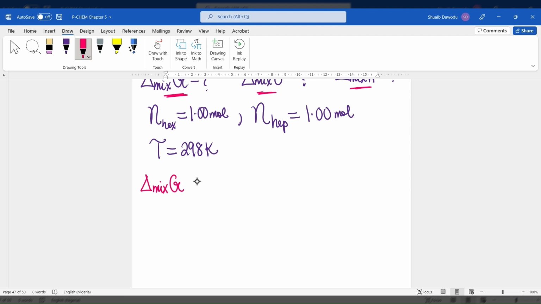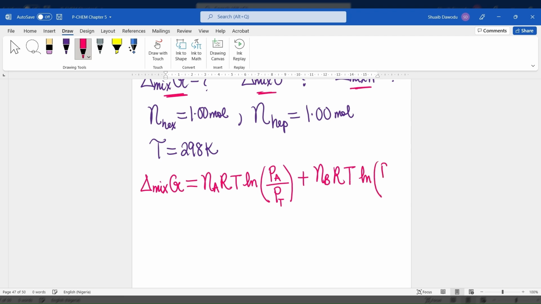The first formula, whenever you're dealing with two components, A and B, is the general formula: change in Gibbs energy of mixing is equal to N sub A, the number of moles of component A, multiplied by R multiplied by T, ln P sub A divided by P, which you can also call P total, plus N sub B, the number of moles of component B, multiplied by R multiplied by T, ln P sub B divided by P sub T. P sub B is just the pressure of component B. So this is it.